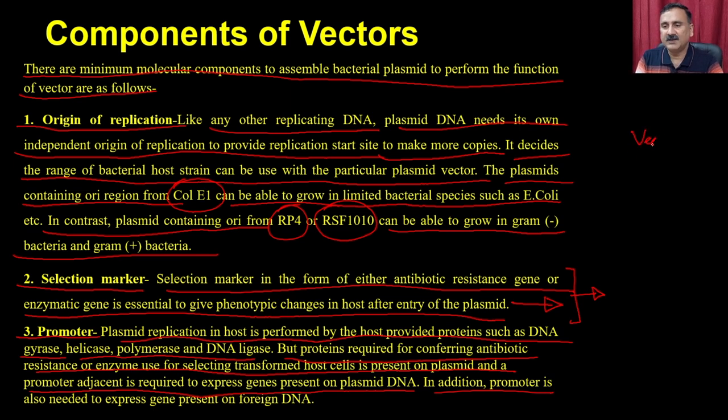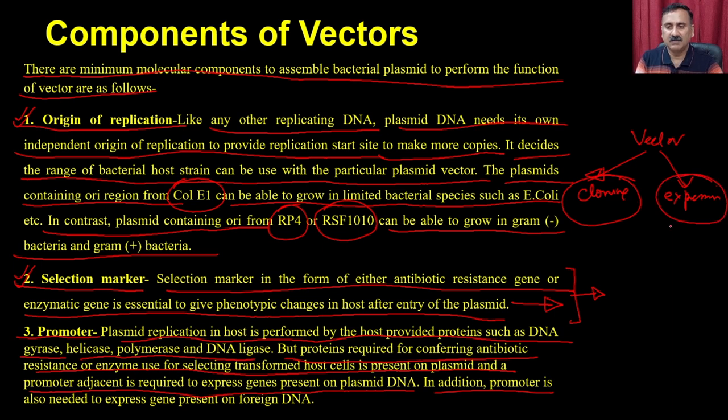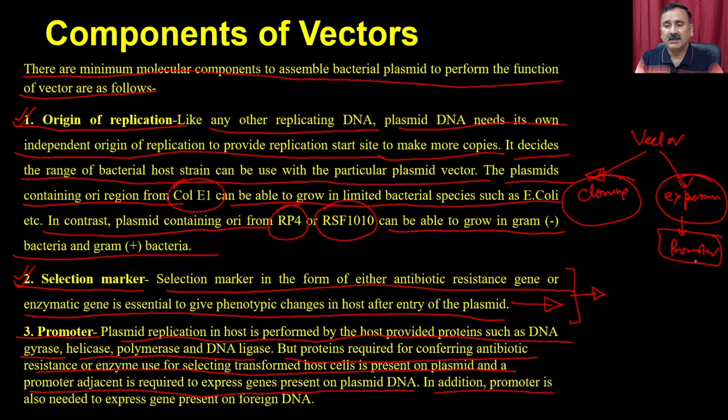So when we talk about vectors, a vector could be of two types: a cloning vector or an expression vector. If you are talking about a cloning vector, you only require the origin of replication and the selection marker. But when you talk about an expression vector, you also require the promoter, because the promoter is the region where the transcription factors and the transcription machinery bind. So if you want to make an expression vector, it should also have the promoter.